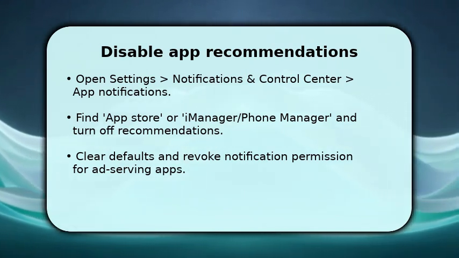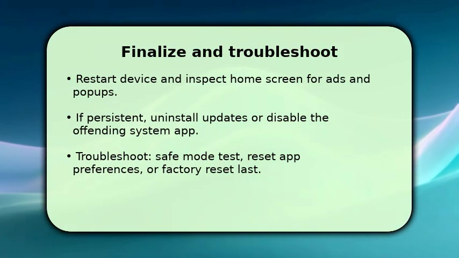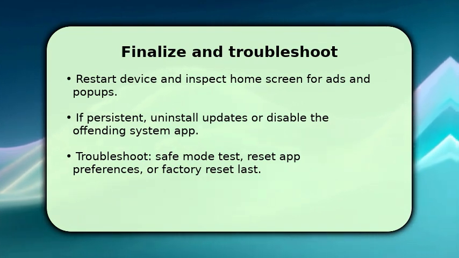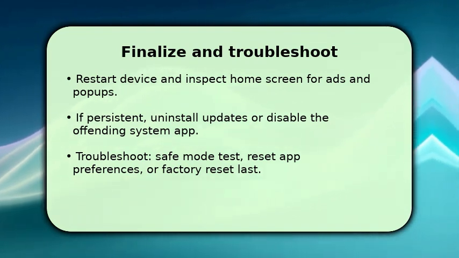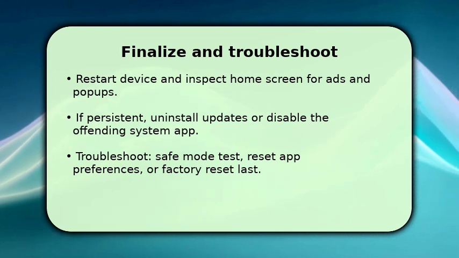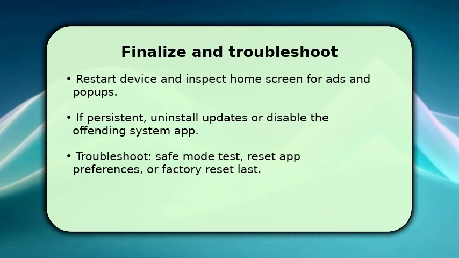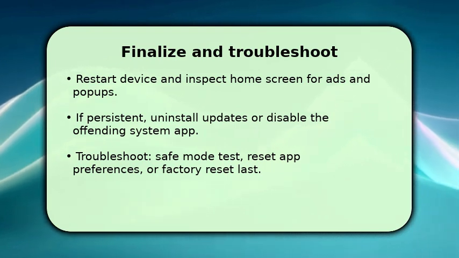Removing updates often reverts the ads. You finish by rebooting and checking the home screen. Many ad changes require a restart to take effect. If ads persist, return to App Info and choose Disable or Uninstall updates for the app identified as the source. If you still see ads, boot into safe mode to confirm whether a third-party app is responsible.